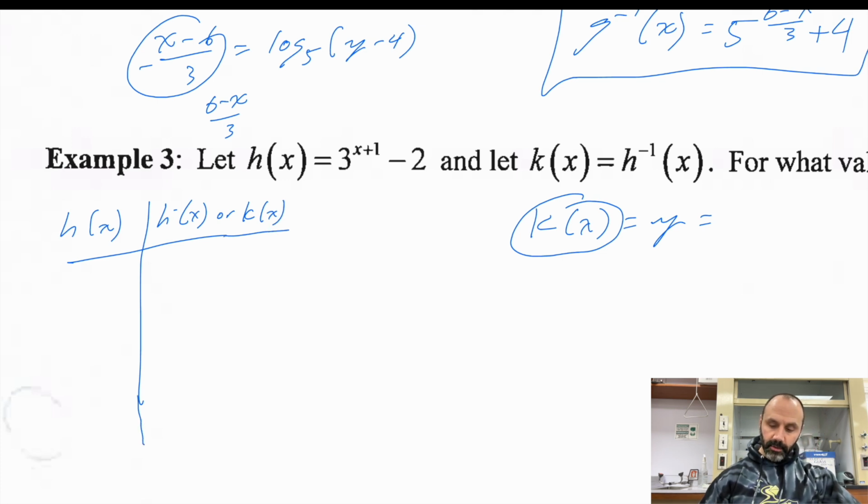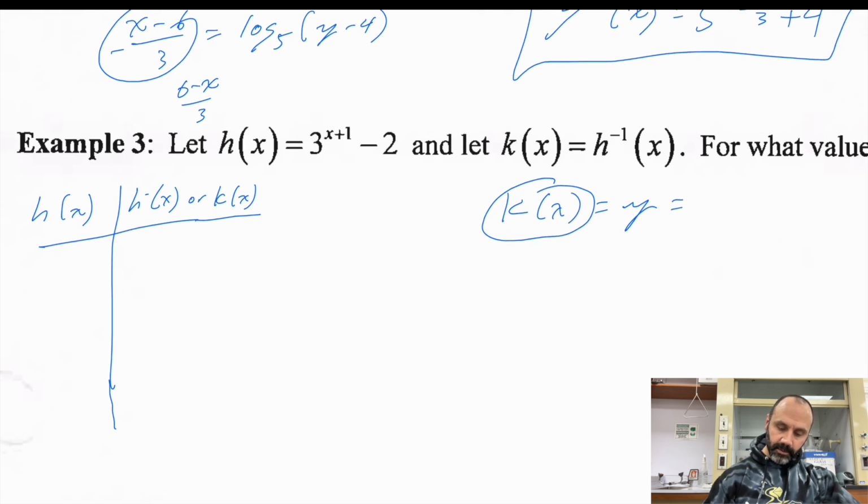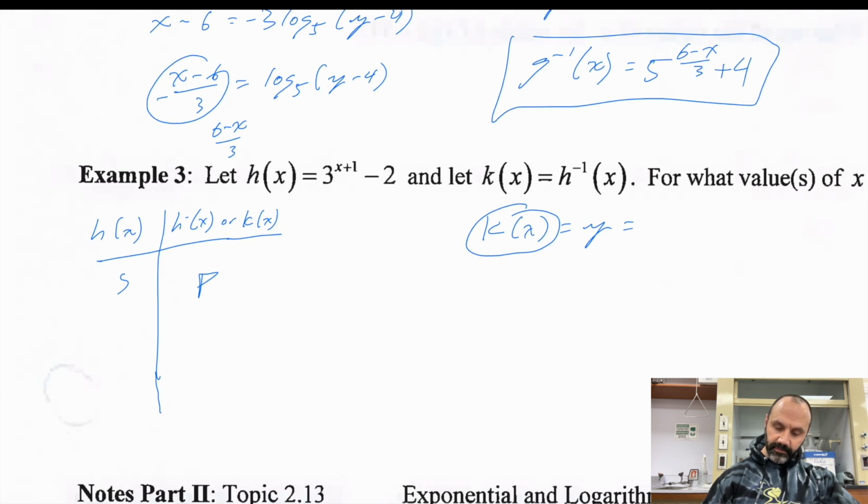Okay. So if there's some value that this is equal to, right over here, let's say this is s, and then over here is p. What this is asking for is what is the p, what is the input that gives me this output for k of x? That's what it's asking for, right? I want to get 1 as the output of this function, right? So what do I put in here to get 1 to come out?